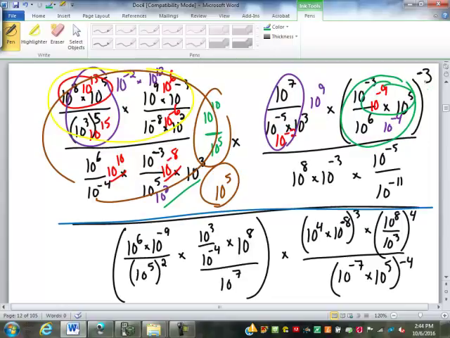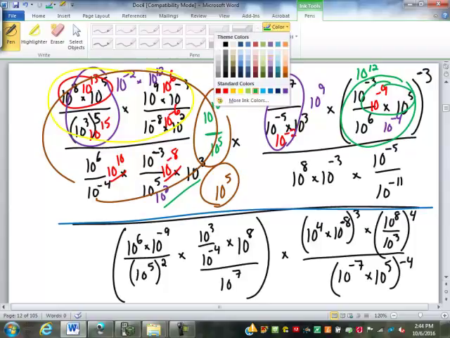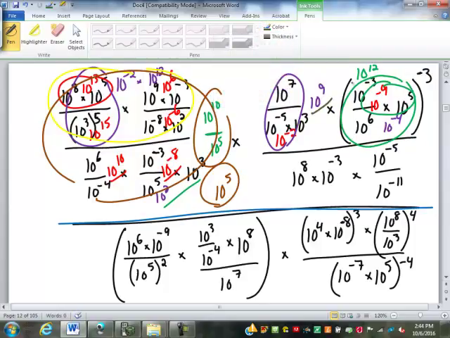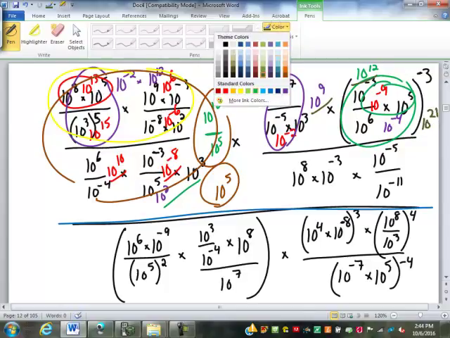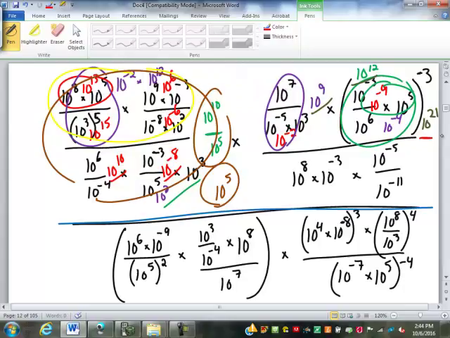10 to the negative 4 then. 10 to the negative 4 to the power of negative 3 is 10 to the positive 12. Negative 4 times negative 3 is 12. And we then have 10 to the 9 times 10 to the 12 is 10 to the 21. So that's the top of that.